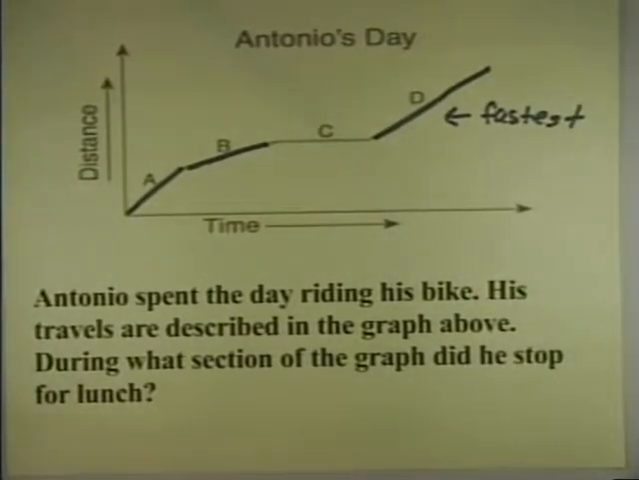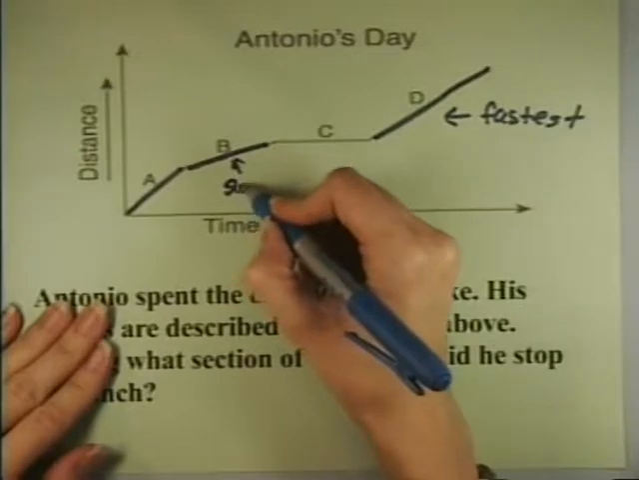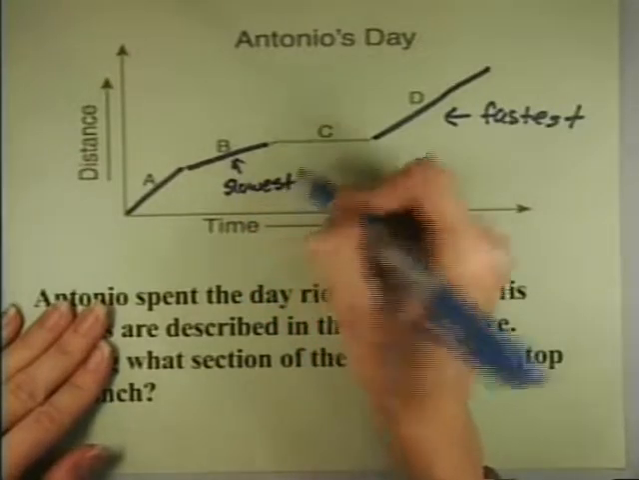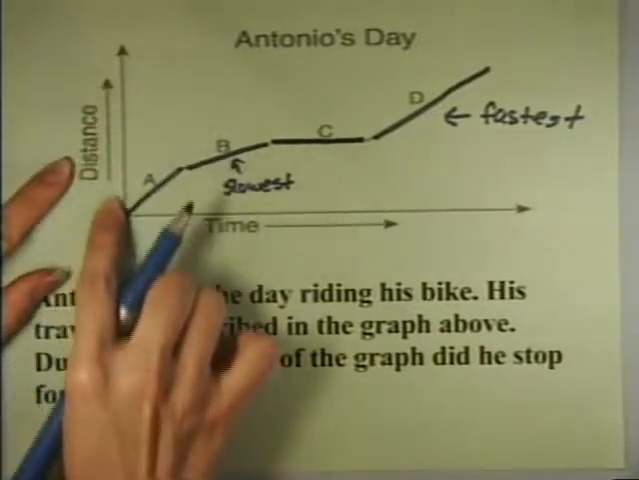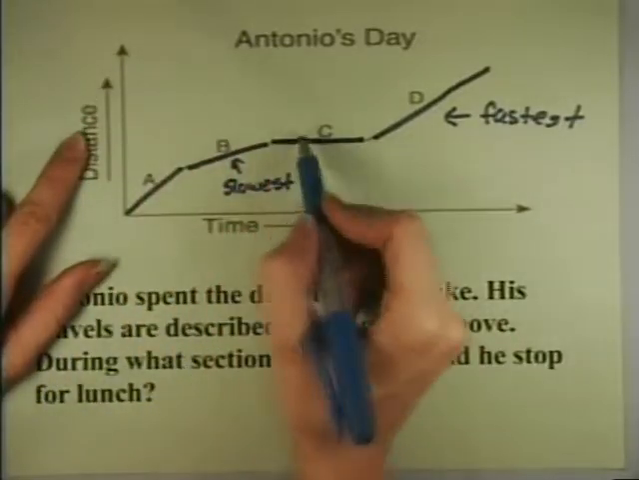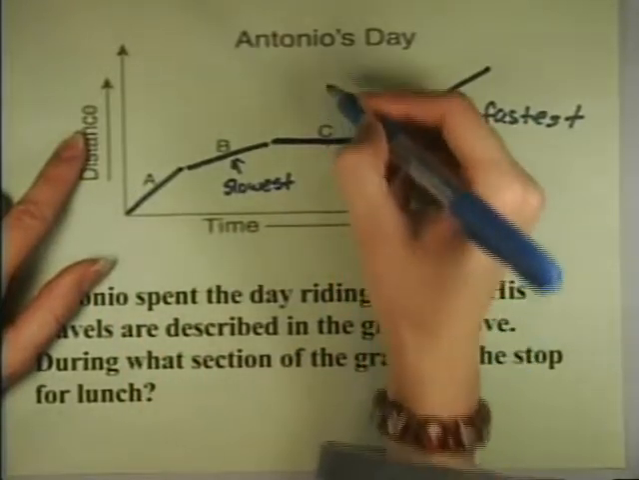Okay, and then where is he going the slowest? C. Well, no, he stopped at C. At B, right? He's going the slowest here. Okay, so when it's a flat line, this is distance, right, guys? So is he going anywhere at C? No, he stopped. He stayed in the same place, so this is where he stopped, right here.